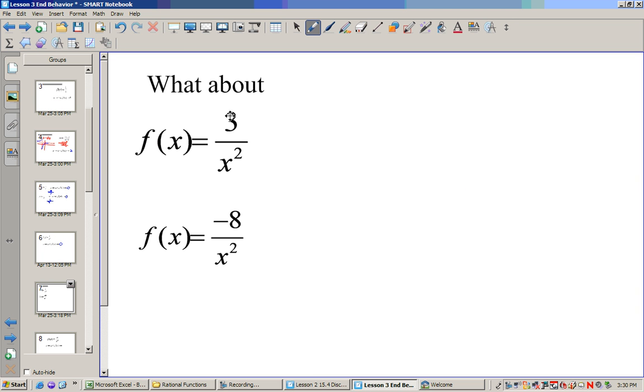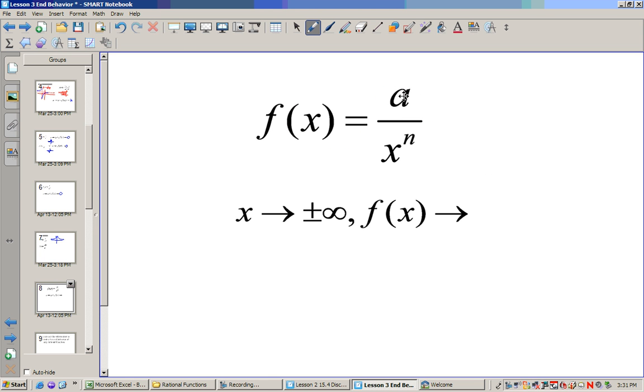Now what about this? If I put a 3 above x squared, all that's going to do is pull it away from the axis, so it'll look more like this. However, as we go further and further to the left and further to the right, it's still going to go towards 0. Or negative, if this is negative 8, it's going to be down here. It's still going to go towards 0. So it doesn't matter what's in the numerator, as long as there's not an x there. As long as it's a constant over x to some value, this is always going to go towards 0. That's more general than the first one we went through.